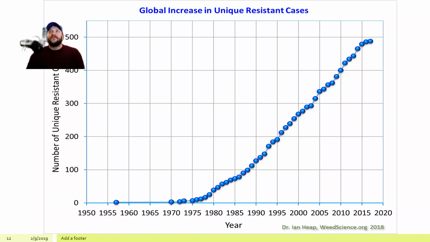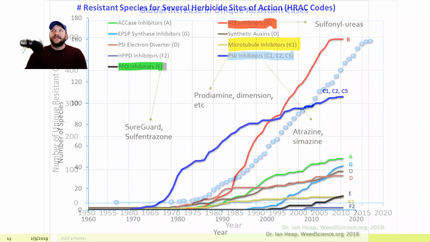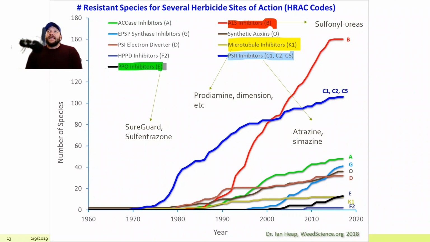If we look at the global increase in unique resistant cases from the year 2000, even the year 2010, to now, we're getting an exponential increase in overall instances. This is beginning to become an issue. And here we'll look at the individual types of groups that are creating a lot of these instances of resistance.